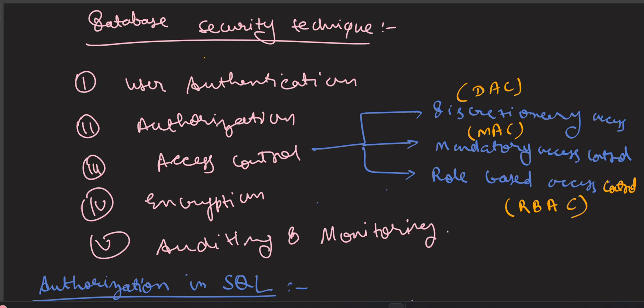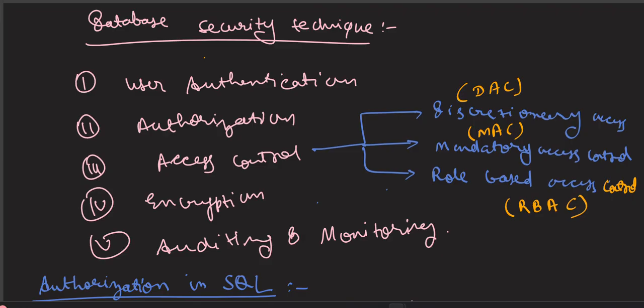The last one is auditing. In auditing, we track all users' activities in the database, which helps to detect suspicious activity. So if you have a database, we keep tracking all the active users on that database at a particular time, and if any suspicious activity happens, we are able to detect it.